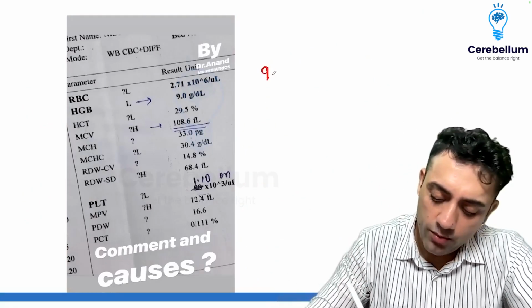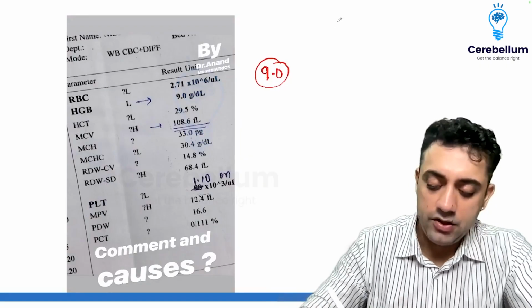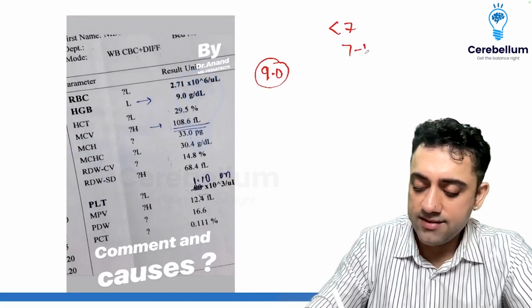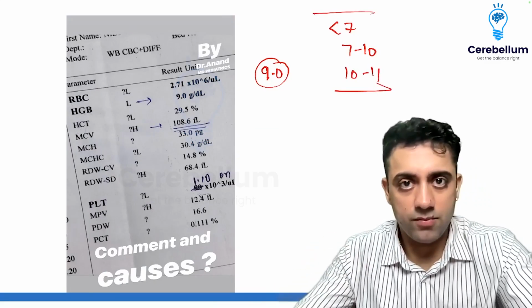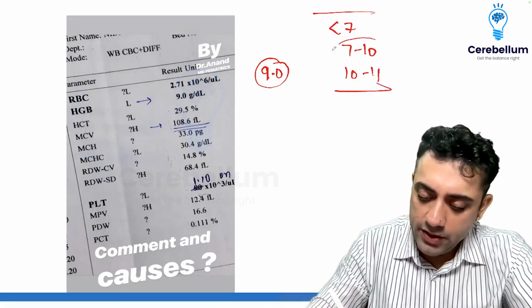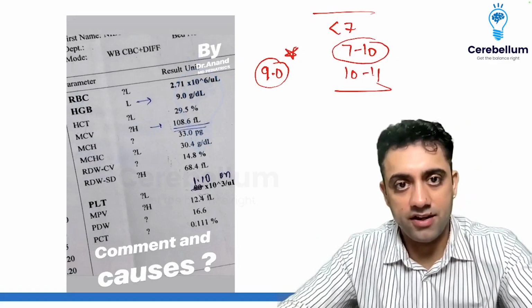This patient has hemoglobin of 9. I told you less than 7 is severe anemia, 7 to 10 is moderate anemia, 10 to 11 is mild anemia. This is for the pediatric population, 6 months to 5 years. So this patient comes under moderate anemia, number one.